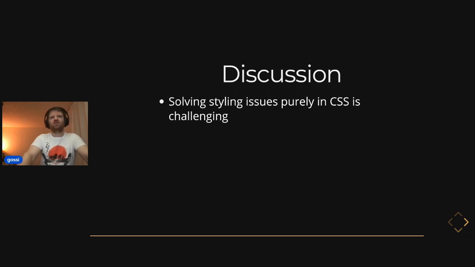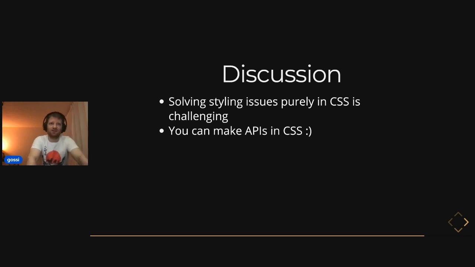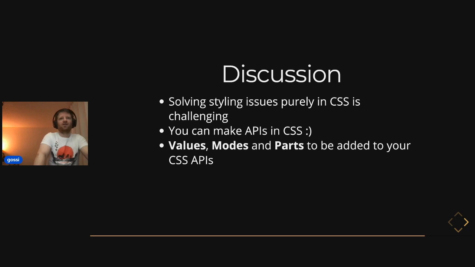Solving styling issues purely in CSS is actually quite challenging. So figuring this all out was not easy, but it's not that much to do, and it's actually very fun to do. I've tried all of them and used them, and I'm quite happy to work with that. You can actually make APIs in CSS, not only in JavaScript and the like. Values, modes, and parts are a great thing to add to your CSS API or your component CSS API.